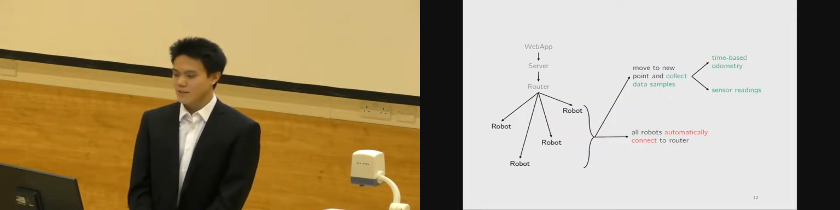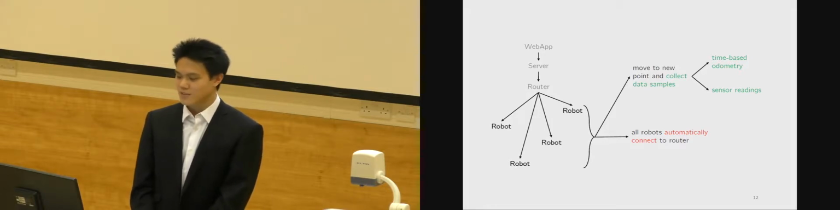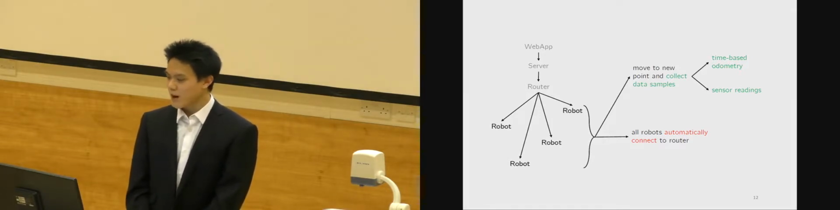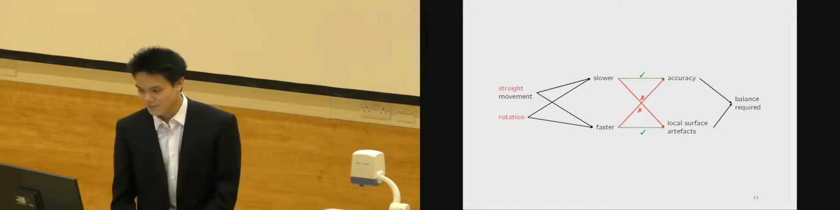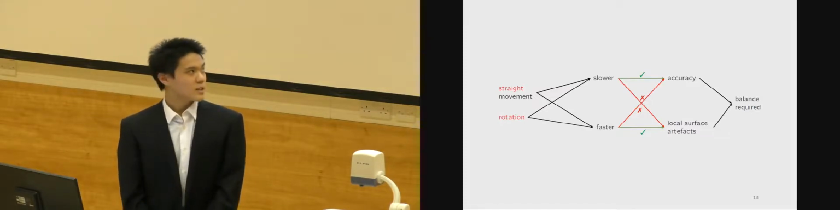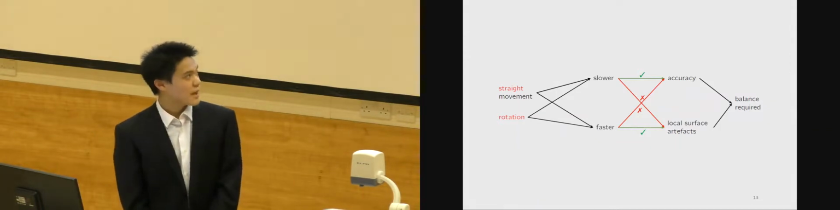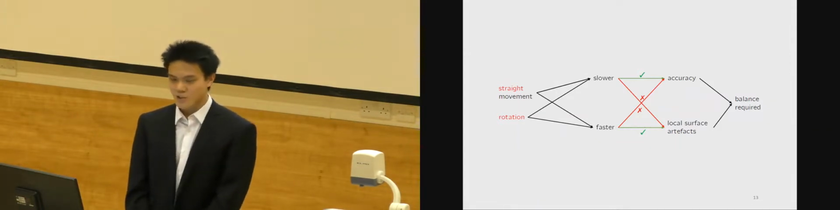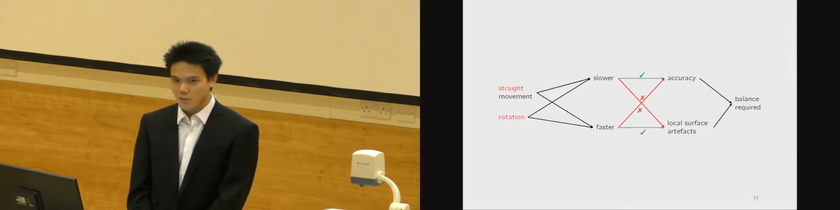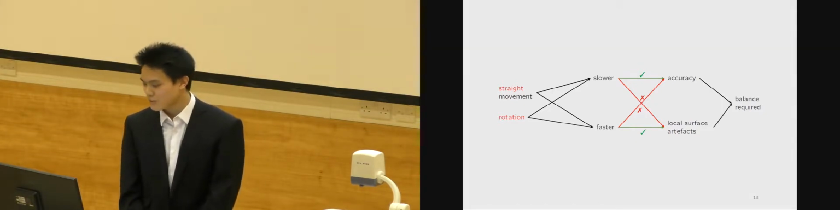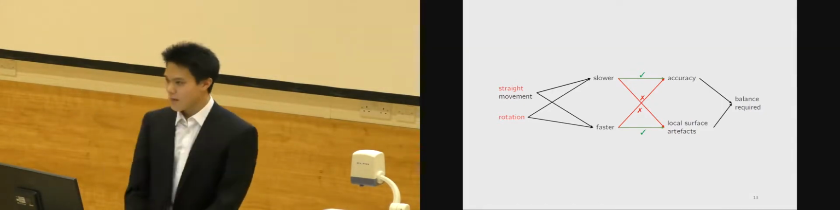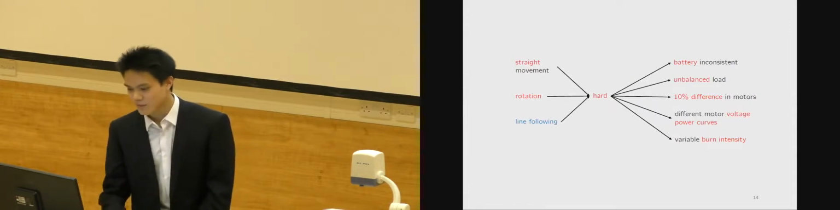The robots connected to the router and they find data samples. We know their position using time-based odometry and various sensor readings. So the two key components of a robot are straight motion and rotation, as you can see in the video. There's a trade-off between having the robots go slower and the robots go faster, as you can see in the diagram here. Thus, we had to find a balance between the two.